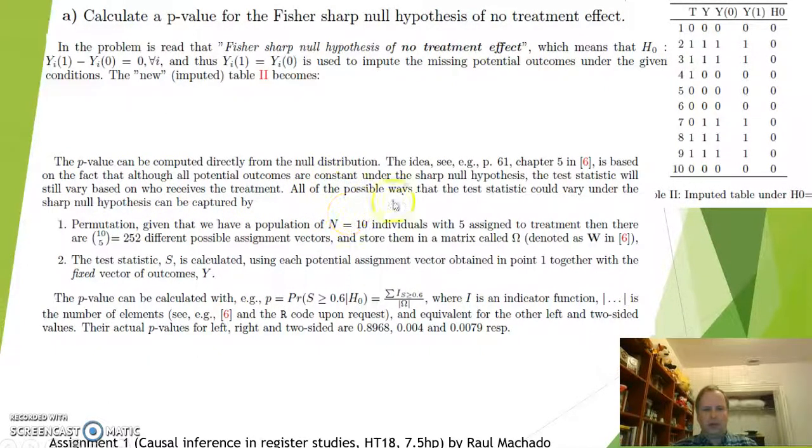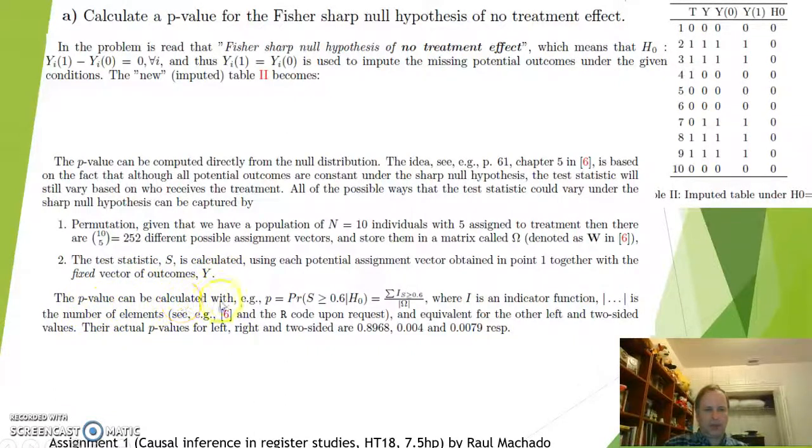All of the possible ways that the test statistic could vary under the sharp null hypothesis can be captured by permutation. Given that we have a population of 10 individuals and 5 assignments to treatment, there are 252 different possible assignment vectors, and I store them in a matrix omega. I call it omega, but in the literature, sometimes it's W. The test statistic is calculated using each potential assignment vector obtained in point 1, together with a fixed vector of outcomes.